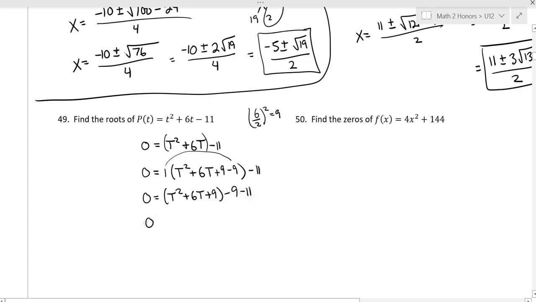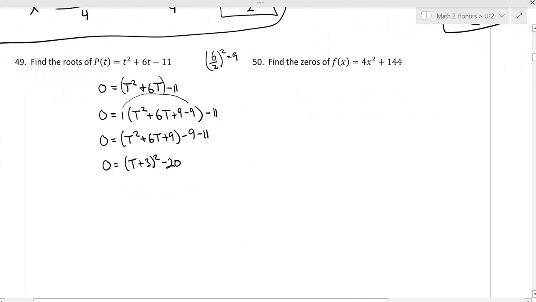And then factor, I'll use the shortcut. It's going to be t plus b over 2 squared. And then negative 9 and negative 11 is negative 20. And now solve by adding 20 to both sides of the equation. And then take the square root of both sides. And I'm going to flip it around so I get t plus 3 on the left side when I take the square root, and plus or minus square root of 20. And then subtract 3.